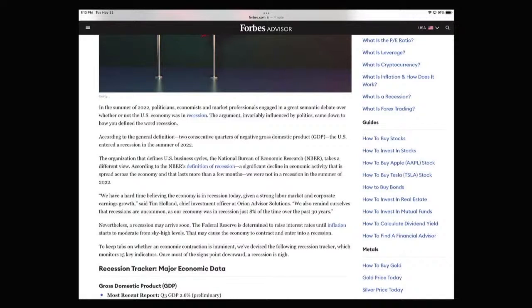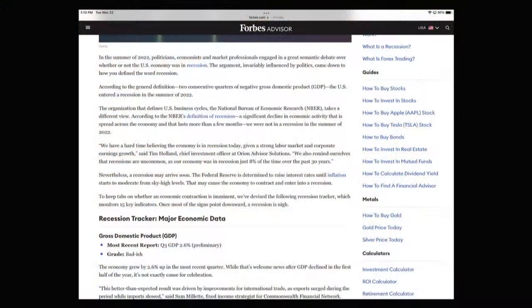All right, whose definition are you believing here, guys? Who are we going to believe today? Are we believing the general definition, by the gross domestic product, or are we going to believe the definition by the National Bureau of Economic Research? All right, well, what are we believing here? Let's go down some more. Let's see if we get some more answers from this article.